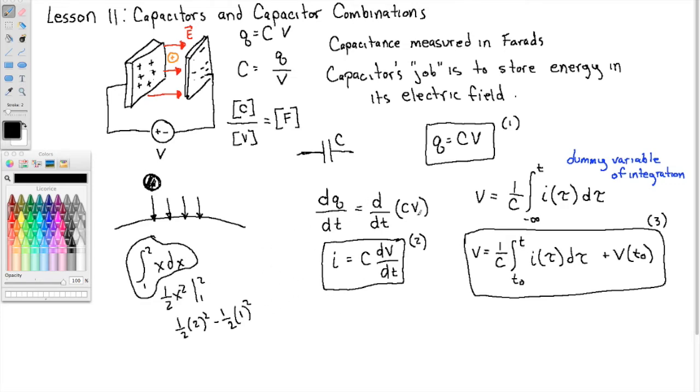Now we can say a few things about the capacitor based on equation 2 here. First thing I want to point out is, for now, when the voltage V does not change, what's the derivative of something that's not changing? It's 0. So when V does not change, the derivative is 0 times whatever the capacitance is, and we get 0. I equals 0.